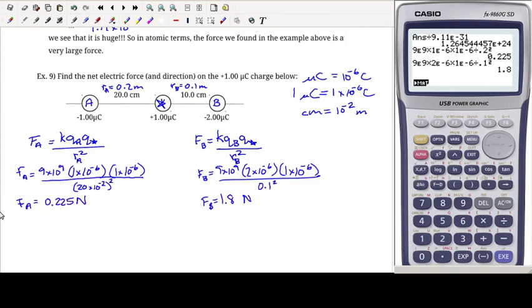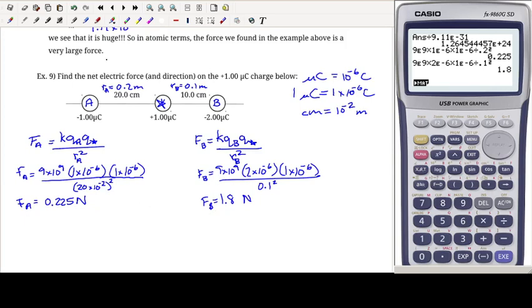All right, so we plug in all our numbers. Notice that I didn't plug in any negatives into my formula because I want my force to be positive. And you can either plug this in as 20 times 10 to the minus 2, or as, in this case, this one over here is 0.1. So I get force A on star being 0.225 and force B on star being 1.8.